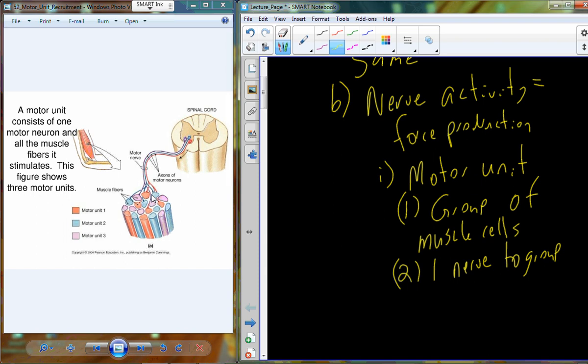We'll pick up with the idea of how we alter muscle tension, or the muscle's ability to generate force, when we get back here on Friday.